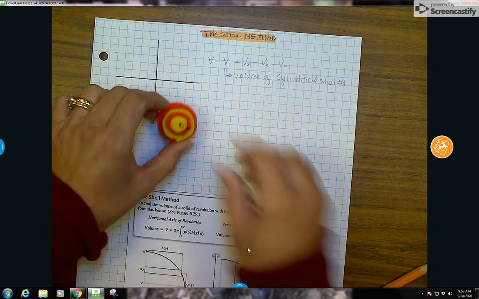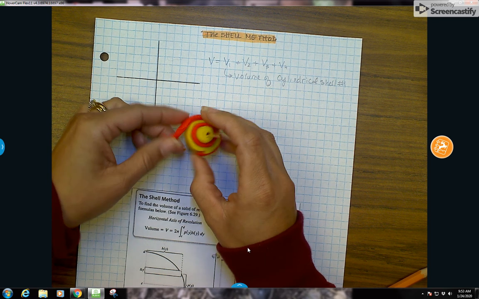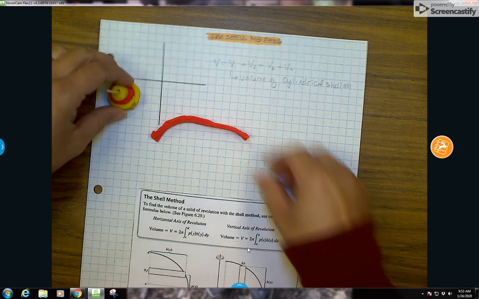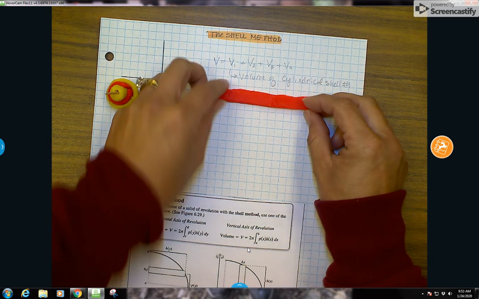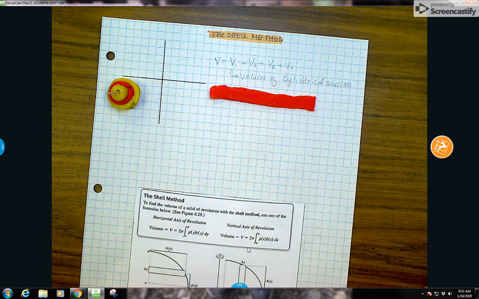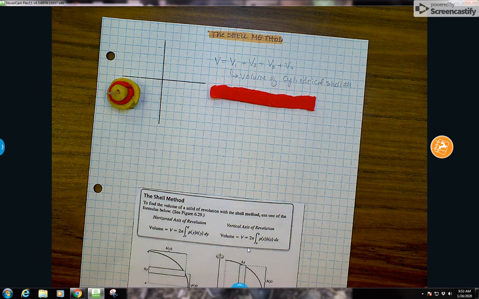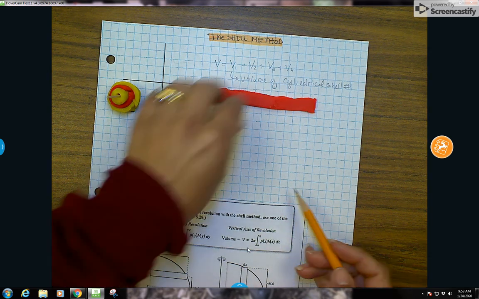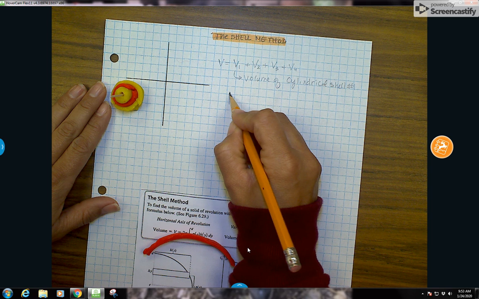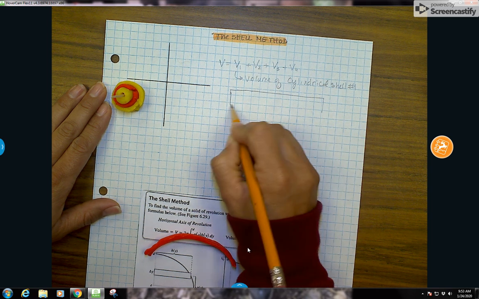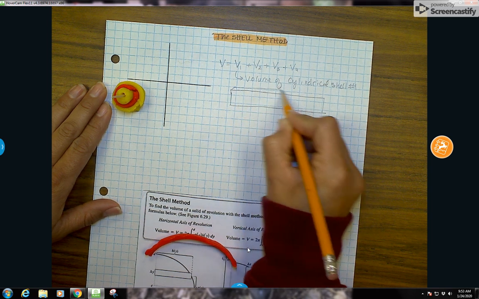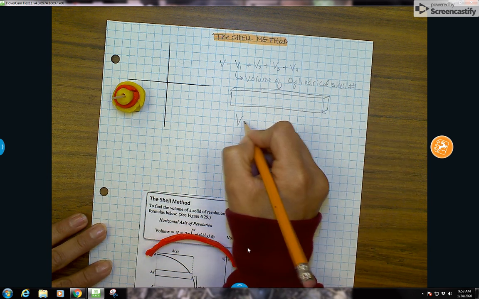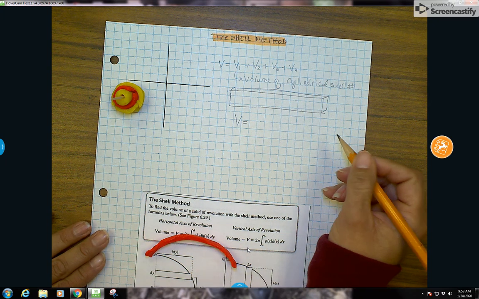So what we're going to do is take out one of these, like so. And then you can see that the shell is actually like a rectangle. And so this would be a very long rectangular prism. So if I were to find the volume of this very long rectangular prism, how would I do that? Then the volume would be equal to the area of the base.